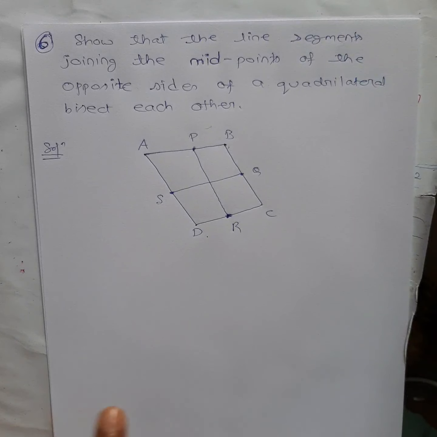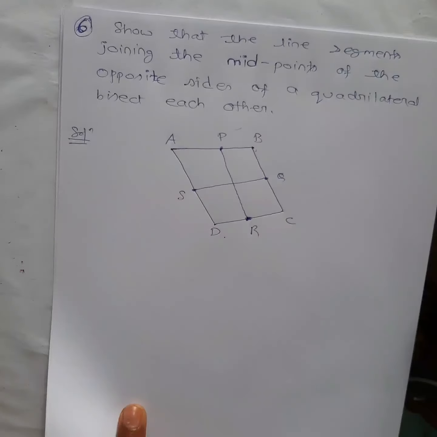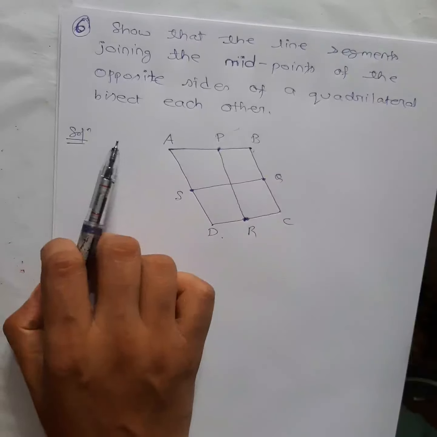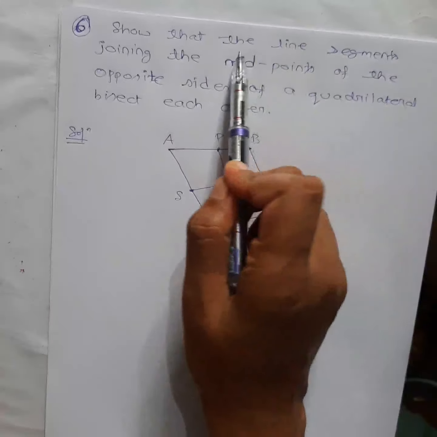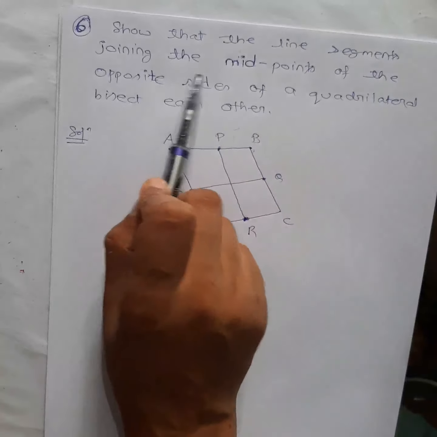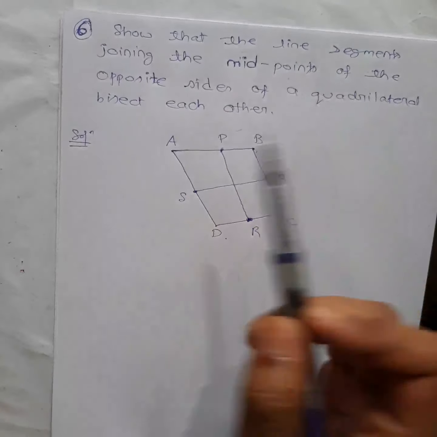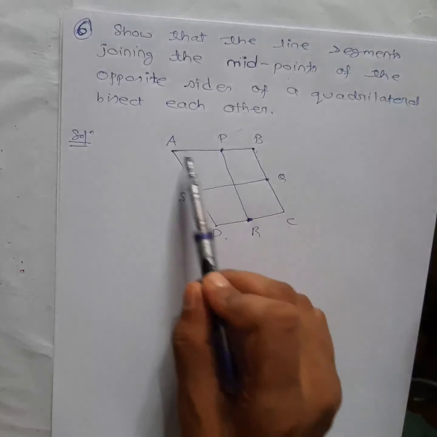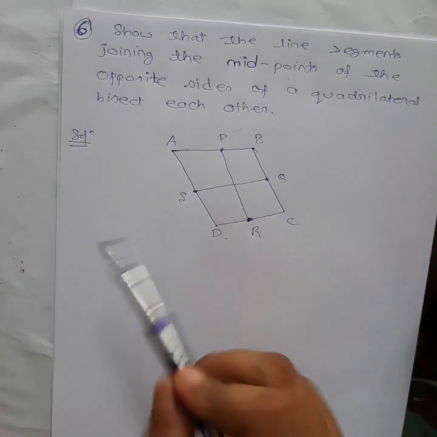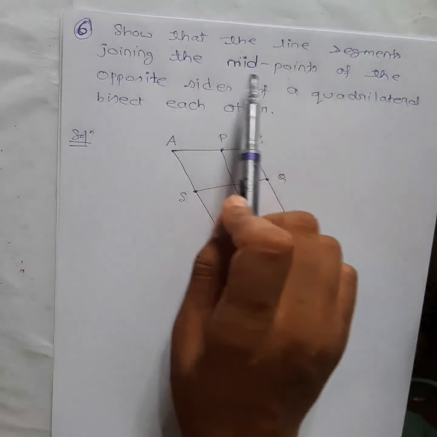Okay, students, so next is question number 6. What it says: show that the line segments joining the midpoints of the opposite sides of a quadrilateral. So for the quadrilateral I have taken ABCD, and what they have said is, show that the line segment joining the midpoints.